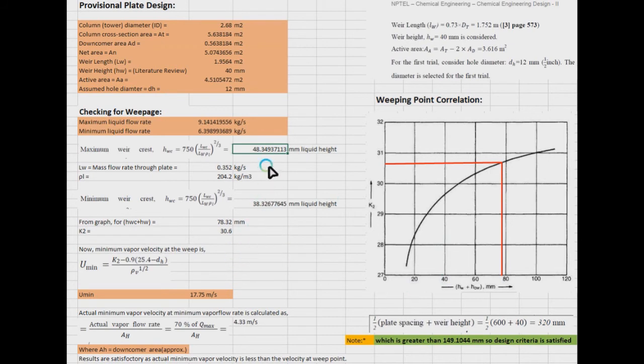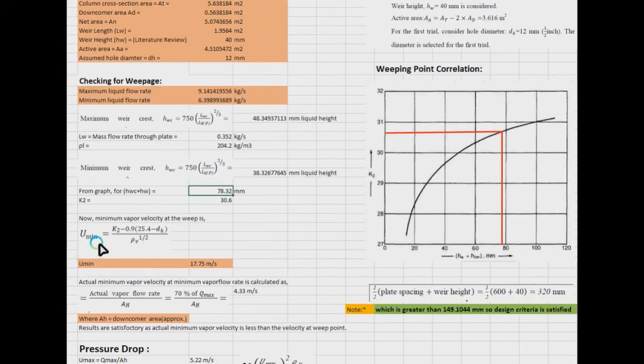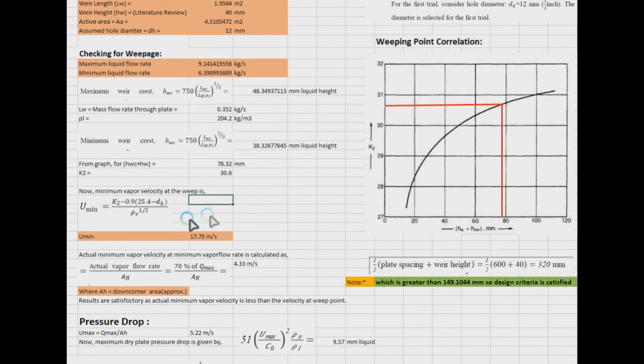We have HW and HOW. We can add both, and we can see the total is 78.32 in this case. And from the graph, using the curve, we can see the K2 coefficient is actually 30.8 or 30.6 here in this case. So using this relation, where dH is the diameter of the hole, you can calculate the minimum velocity of the vapor through the column that is required to prevent the weeping.